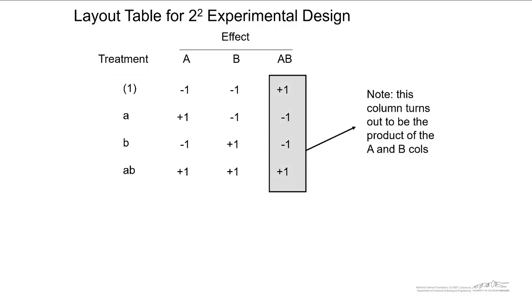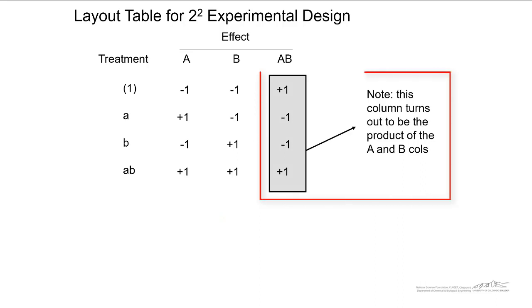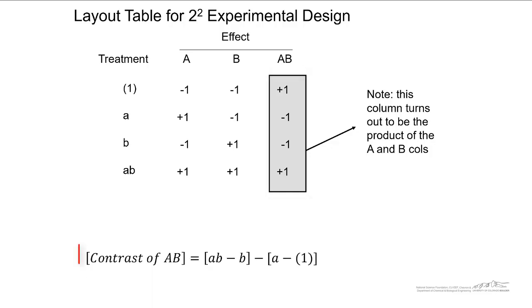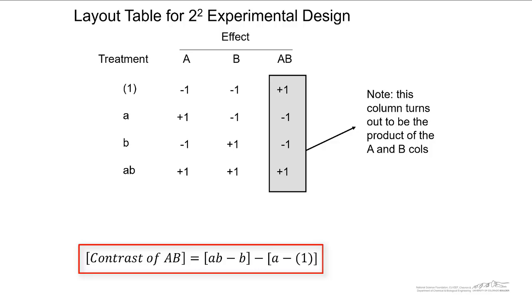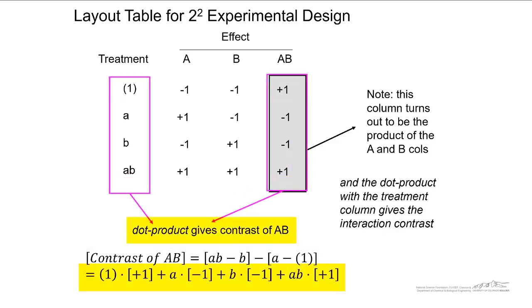Now let's talk about the interaction effect. We can always get the interaction column by just multiplying A and B. So for example, -1 times -1 equals +1. For the second two rows, +1 times -1 equals -1. And for the final row, AB, we can just multiply +1 by +1. So this is really easy to do in Excel. We can just take the product of those two columns. We can calculate the contrast of AB, so that's the interaction effect, by taking the dot product of that AB column with our treatment column.